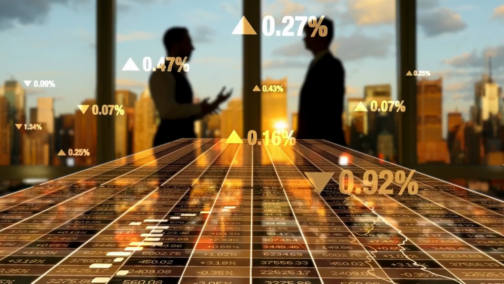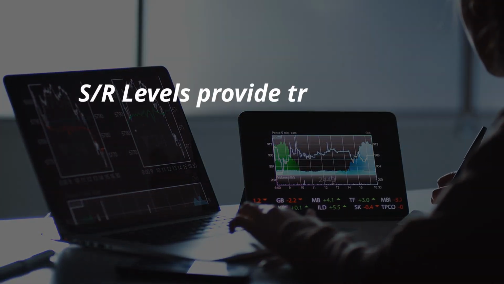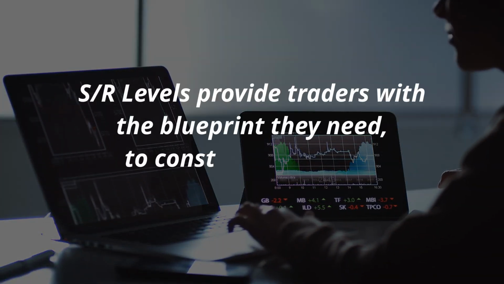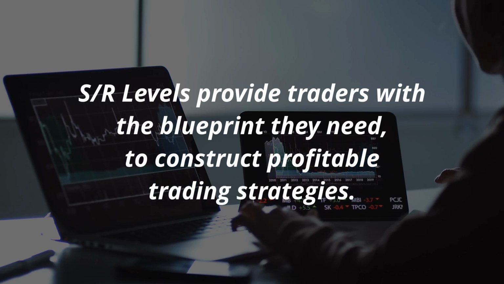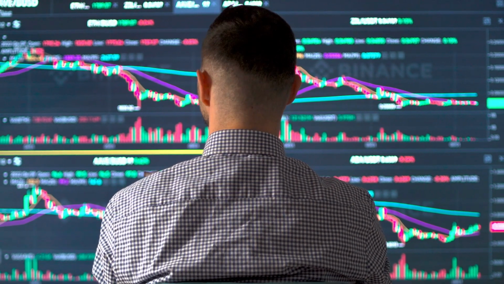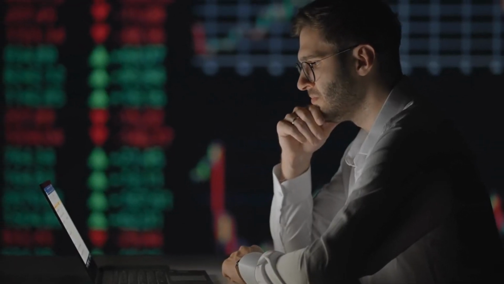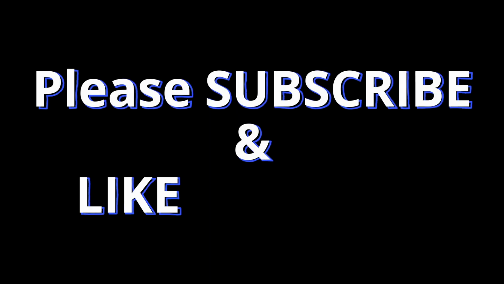In trading, success hinges on understanding and mastering the fundamentals. Support and resistance levels provide traders with the blueprint they need to construct profitable strategies. By recognizing these critical price points, you can make more well-informed decisions, manage risk effectively, and navigate the tumultuous waters of the financial markets with confidence.